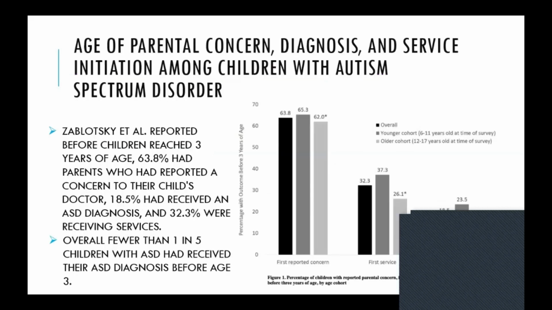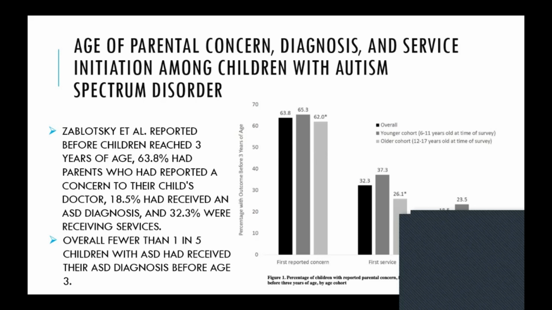And this slide I thought was really interesting. It shows that basically about 63.8% of parents first had a concern at the child's age of 3, but only 18.5% of them actually had a diagnosis. And 32.3% of them, so half of them, were receiving a service, any service, so even AZIP. So half the other kids at 3 hadn't even received any service.